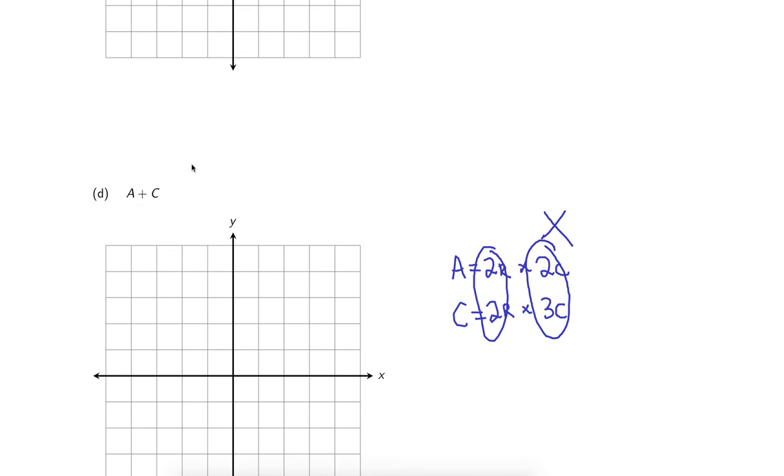So what's the answer to A plus C? If the dimensions aren't the same, it is not possible. It's not possible to add these matrices together. So it'll stop you right at the beginning if the dimensions of one matrix do not match the dimensions of another.